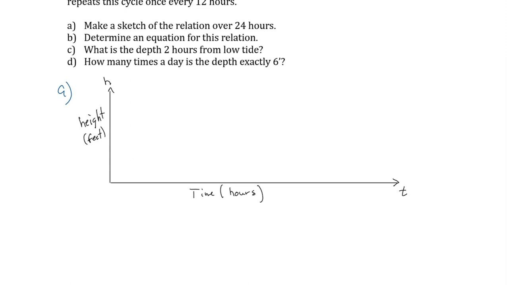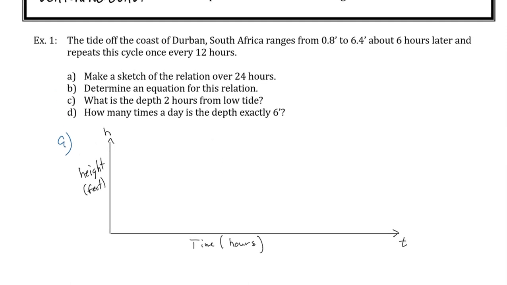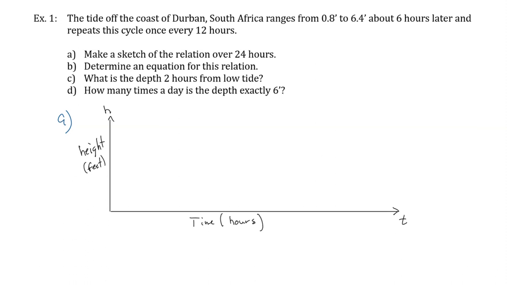Okay, so for us, it doesn't say make a sketch of the relation over 24 hours. We'll start at a minimum. Okay? Sometimes it'll say starting from the lowest. Or it might say, which is good because some of the questions are actually about that, or it might say starting from the highest. Okay? So you have to be careful because that will impact the answers. So I'll start from the lowest.